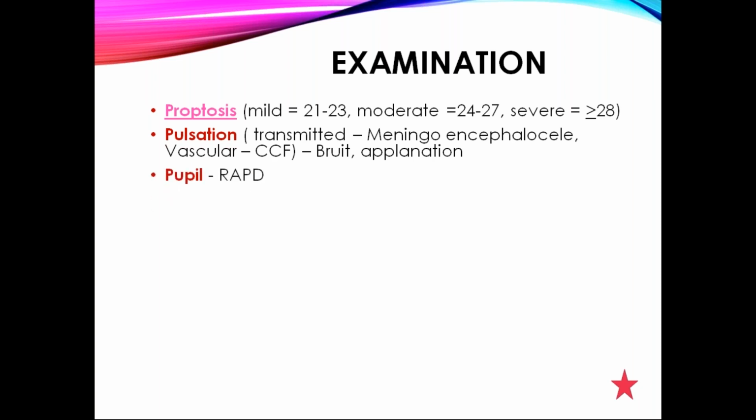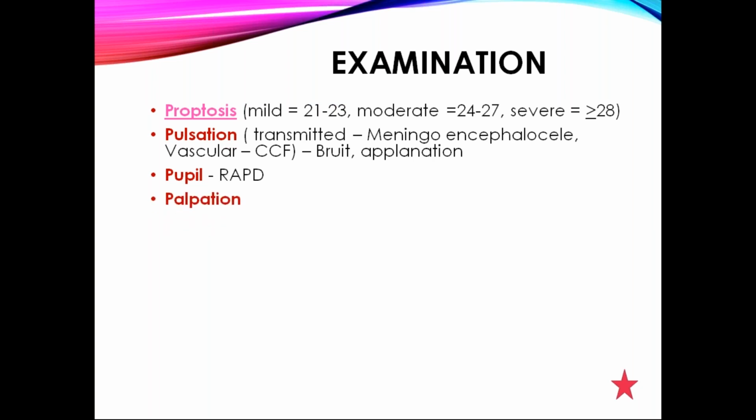Next, the most important thing in the examination is the pupil. Why do you have to check the pupil? The whole purpose of treating this proptosis is to preserve vision. If the vision is not preserved, then whatever you do for the proptosis is going to go in vain. So the main aspect you have to check is the visual acuity, and you have to see how the pupils are. It just tells us what the status of the optic nerve is.